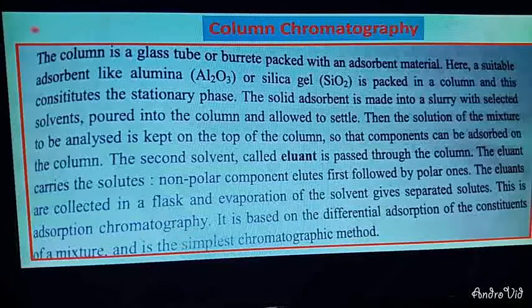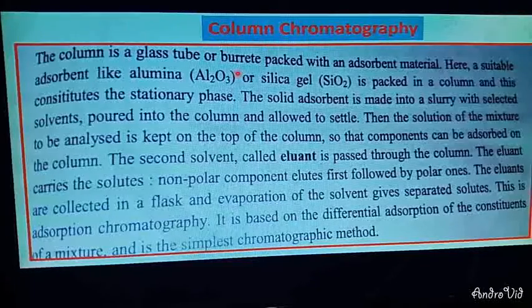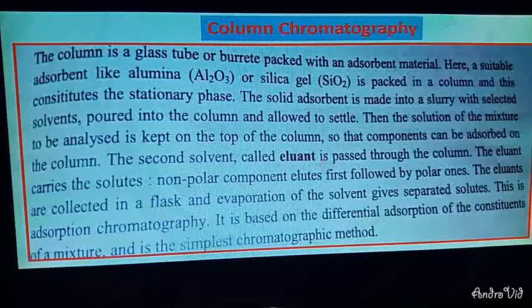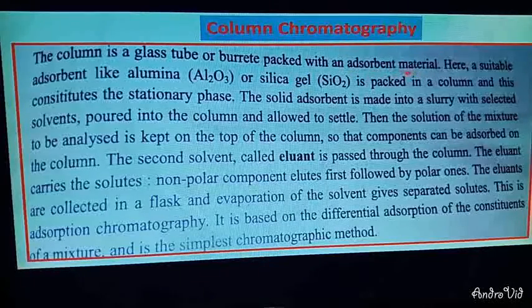So this is adsorption chromatography. This type of column chromatography is basically an example of adsorption chromatography. It is based on the differential adsorption of the constituents of a mixture and is the simplest chromatographic method. So column chromatography is a process involving two phases. One is mobile phase, another is stationary phase. Mobile phase is called eluent, as you have already understood, and as a stationary phase they use alumina or silica type substances, called adsorbent material, packed in the column. The main concept is that column chromatography is a type of adsorption chromatography.